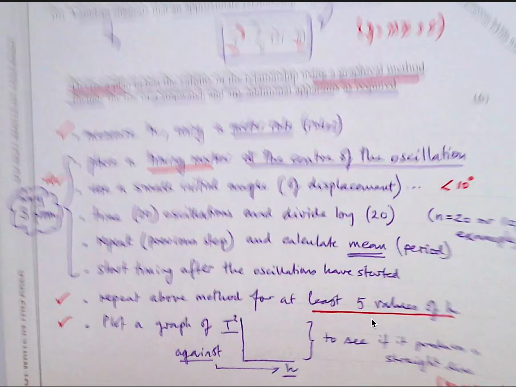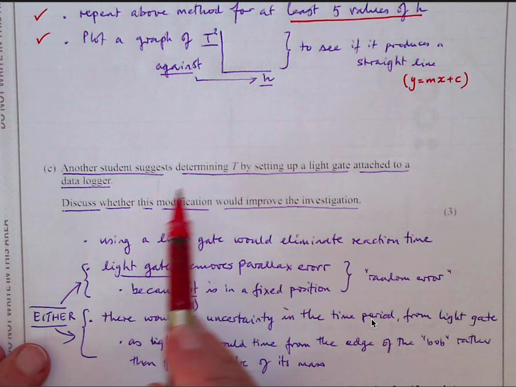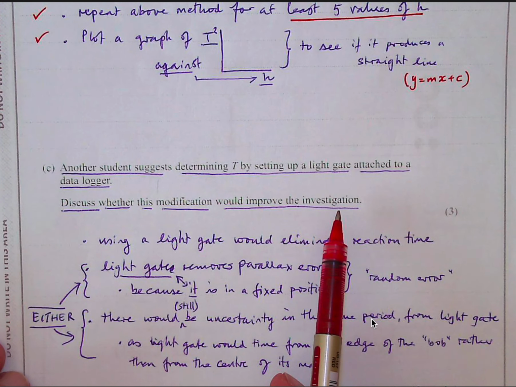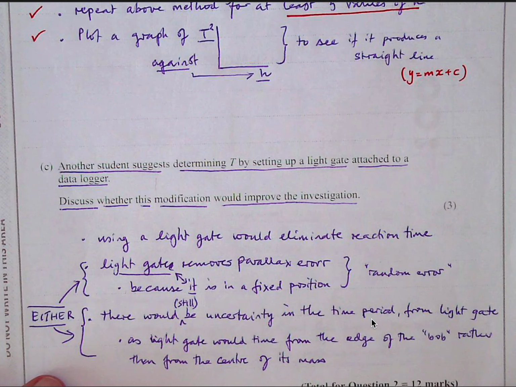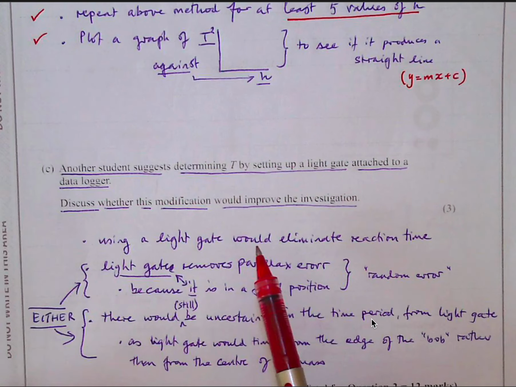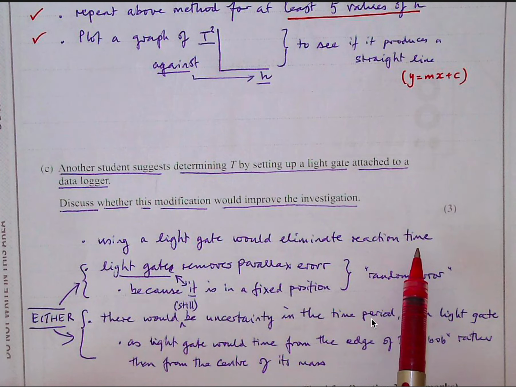Okay. Part C. Another student suggests determining t by setting up a light gate attached to a data logger. They want you to discuss whether this modification would improve the investigation. Discuss means you have to do the pros and cons. It says using a light gate would eliminate reaction time uncertainties, which is true. So that's 1.